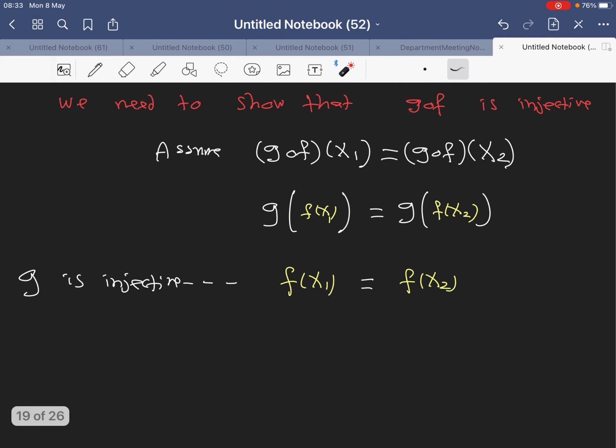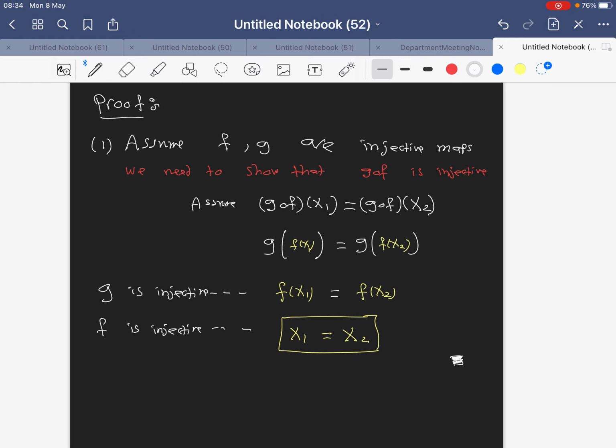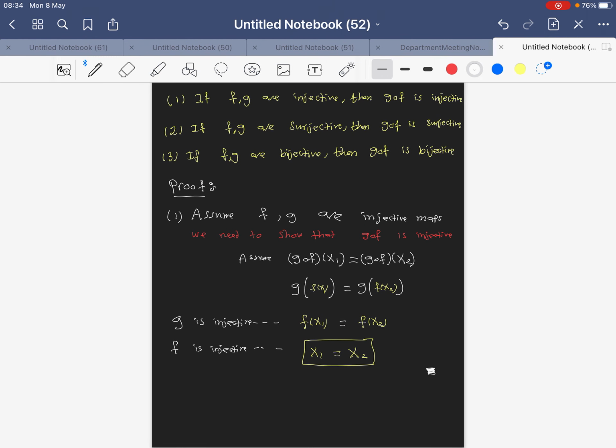Now, again, remember that F is also injective, so if two points have the same output, it means they have the same input. So this means that x1 definitely equals x2, and this is exactly what we want to prove, and the reason for this is that F is injective.